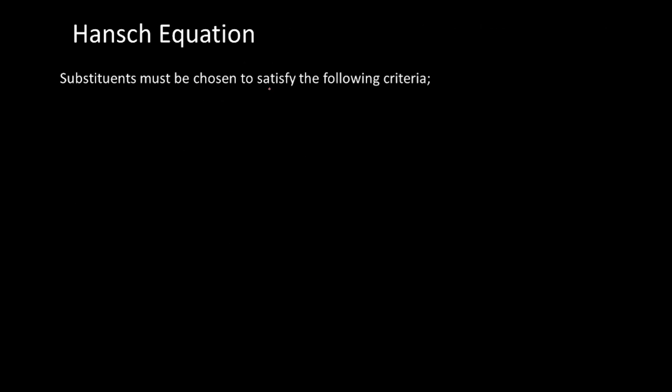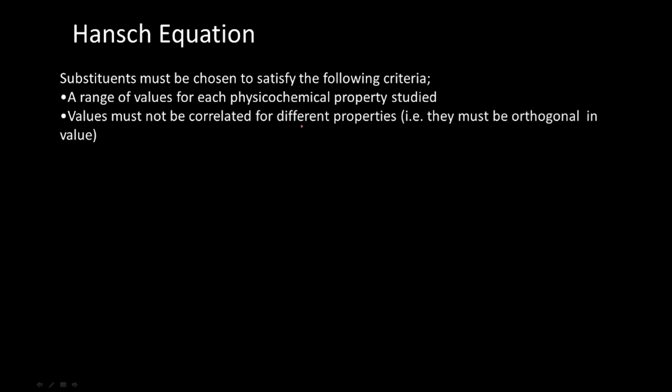Substituents must be chosen to satisfy the following criteria. A range of values for each physicochemical property studied. So when I synthesize new molecules, I will try to substitute so that I get a different pi. That means different hydrophobic, hydrophilic values. I get different sigmas and so on. Values must not be correlated for different properties. That means they must be orthogonal in value. At least 5 structures are required for each parameter studied. So this is a very important rule of thumb, for each parameter studied.